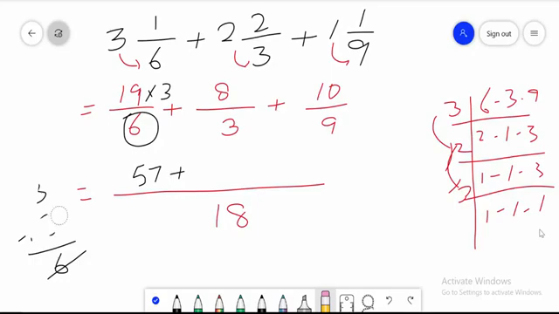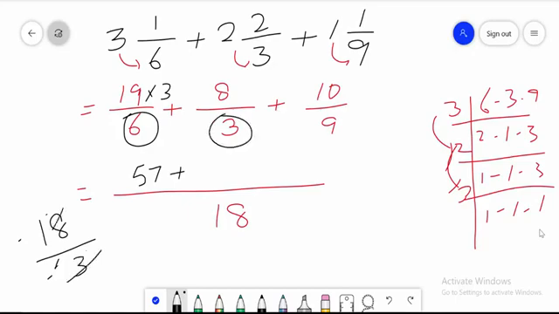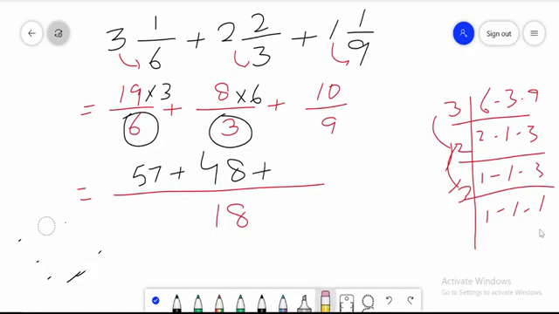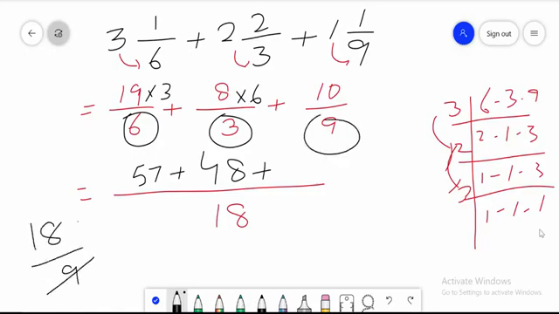Now again 18 divided by this 3, 3 sixes are 18, multiply 6 over here, 8 sixes are 48, plus sign. Again, if you still have any confusion, you can comment under the video. I will try to help you completely. 18 divided by 9, 9 twos are 18, and 2 multiply here, 2 tens are 20.